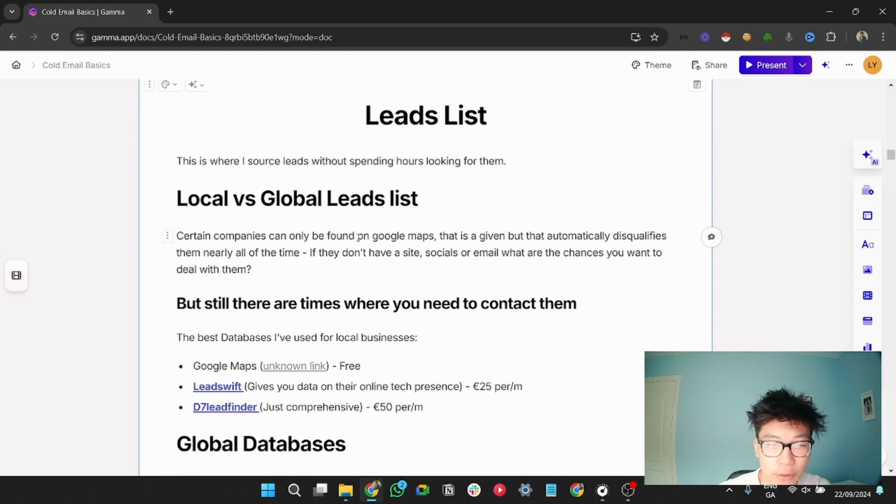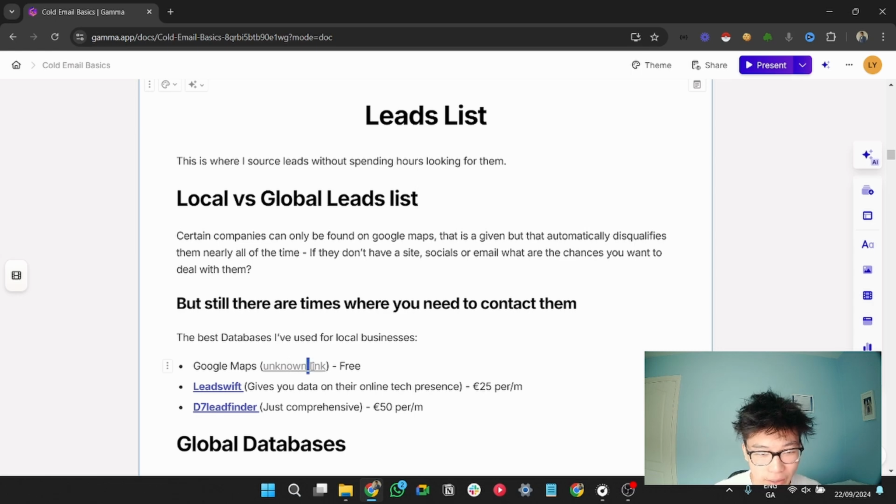Certain companies can only be found on Google Maps. This is a given, but that automatically disqualifies them nearly all of the time. If they don't have a site, socials, or an email, what are the chances you want to deal with them? And don't give me that crap of, oh, they don't have a site, let me offer them a site. If they don't have a site, they're not looking for us. They have no money. If they're not on social media and they're not looking to get on, they have no money. You need to understand this. This is something I picked up: these are signals from the market that these guys don't care about what you're giving.